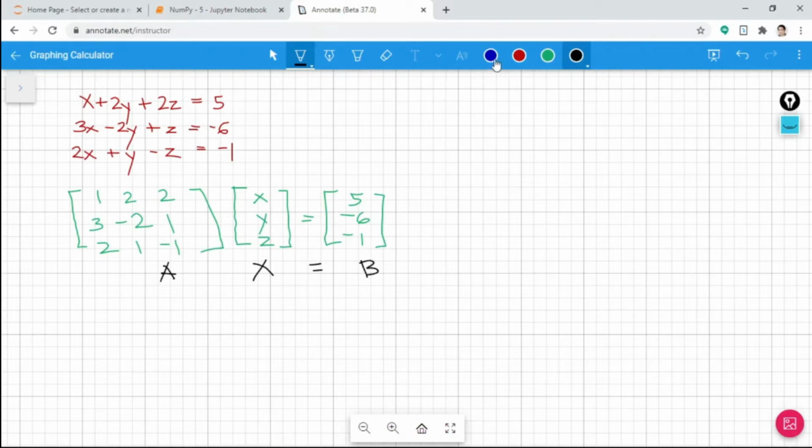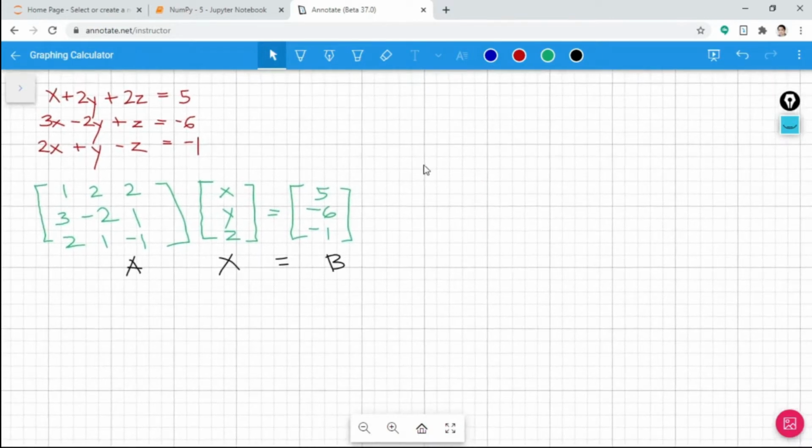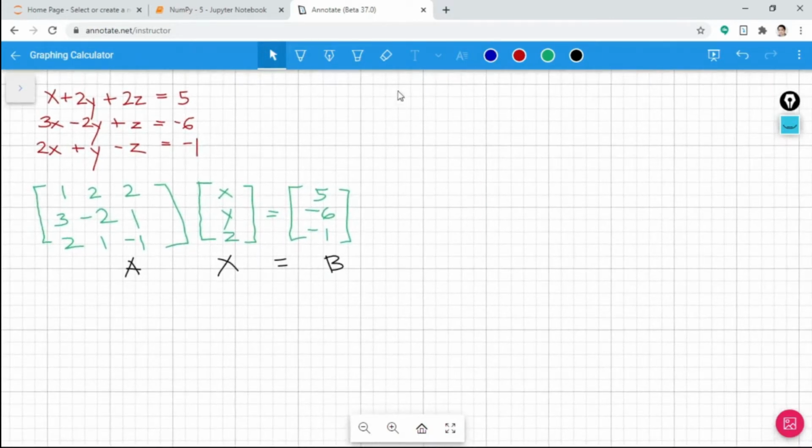So again, we solve for the determinant. I will just use this specific space here at the right side. So we solve for the determinant, okay? What will be our determinant? If you remember this one again, we got 1.